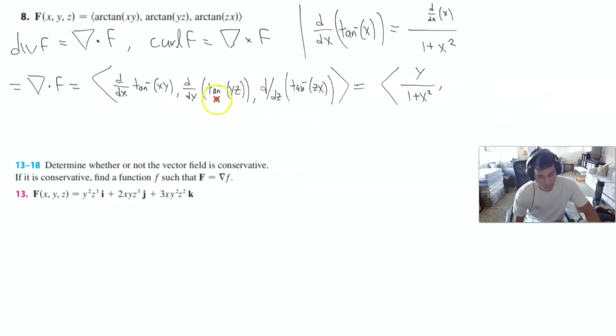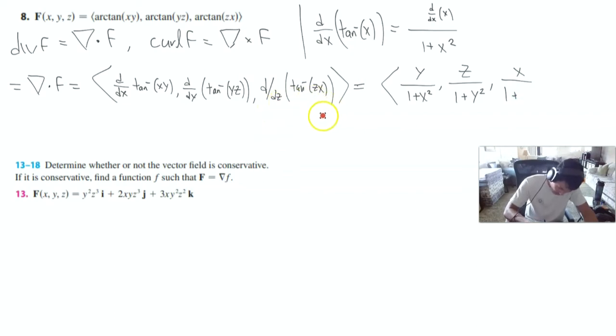And then since it's with respect to y again, the top part will be d dy of yz. So d dy of yz is what? It's just z. So this will become z over 1 plus y squared. And then the pattern just continues. So this next one is going to be x over 1 plus z squared. Okay. So that's our answer. That's our divergence right there.